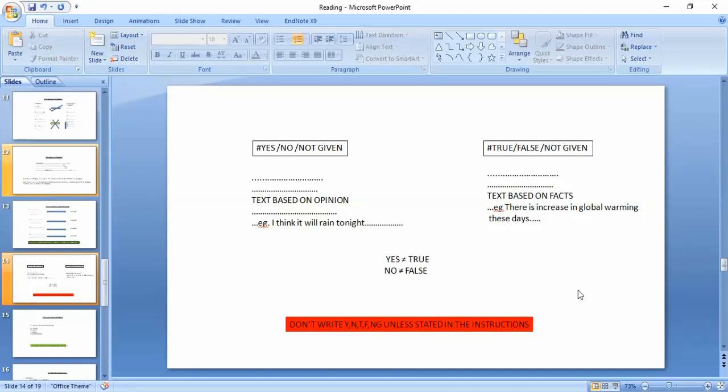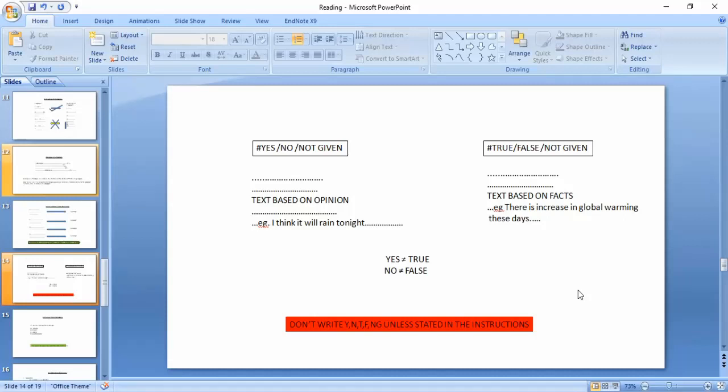And most of the students also try to use the short forms. Like they just write Y for yes and N for no, or T for true, or F for false, or NG for not given. And this is also not correct unless and until it is clearly mentioned in the instructions of the question. Otherwise, it will be wrong. There is a high chance that it will be wrong, 80% chance that it will be wrong. So please don't do that. Otherwise, you will lose scores.